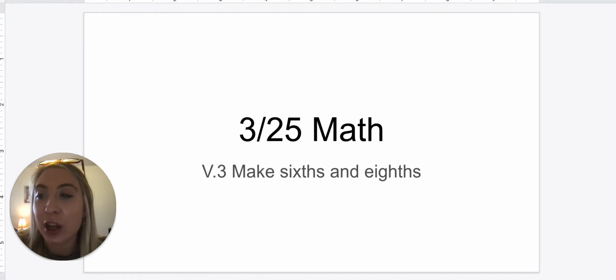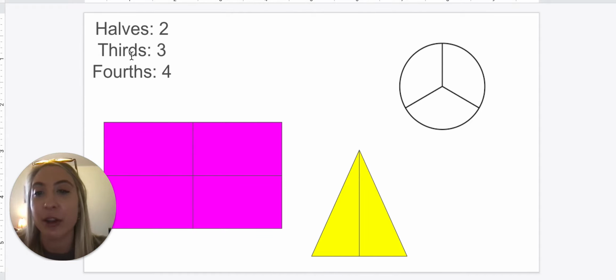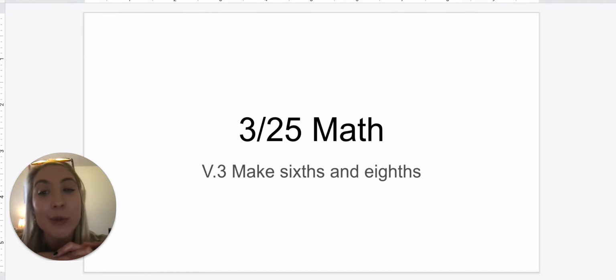So yesterday we learned about halves, thirds, and fourths. Remember, halves is cut into 2, thirds is cut into 3, and fourths is cut into 4. So it's just kind of like what it sounds like. 3 thirds goes with 3, fourths with 4. The words go together. But now we're going to work on something a little more difficult, 6ths and 8ths.